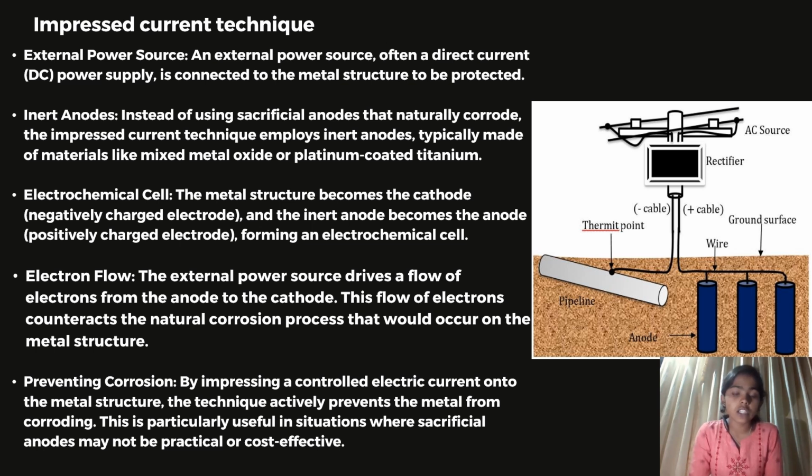Electron flow. The external power source drives a flow of electrons from the anode to the cathode. This flow of electrons counteracts the natural corrosion process that would occur on the metal structure. Preventing corrosion. By impressing a controlled electric current onto the metal structure, the technique actively prevents the metal from corroding. This is particularly useful in situations where sacrificial anodes may not be practical or cost effective.